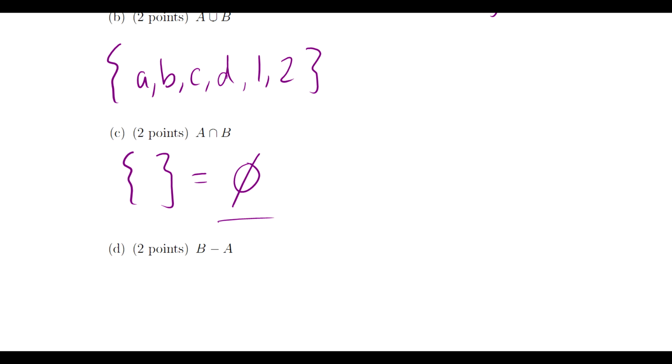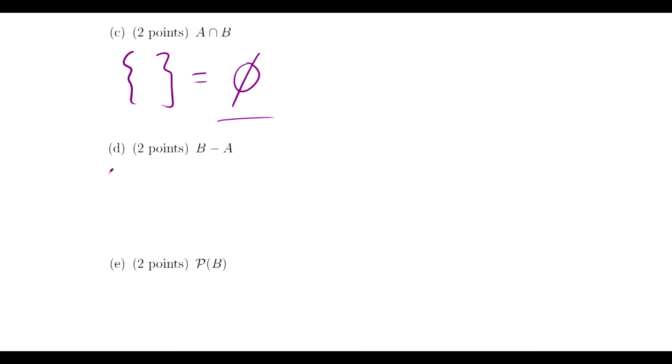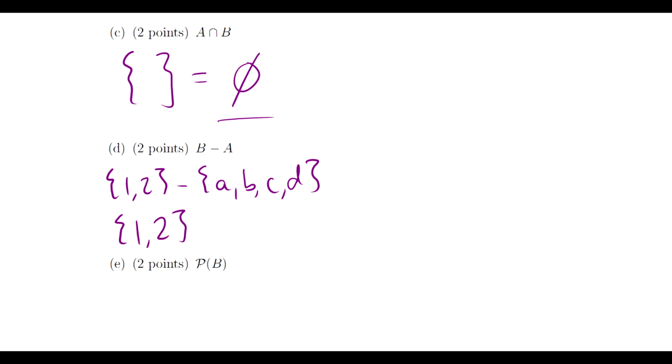So what is B minus A? Okay, well, we take all the elements in B, 1 and 2, and then we subtract all the elements in A. So we're going to remove a, b, c, and d from {1, 2}, and we're just going to be left with 1 and 2, because a, b, c, and d are not in B, so we don't need to worry about it.